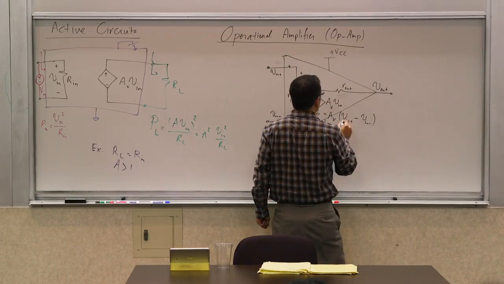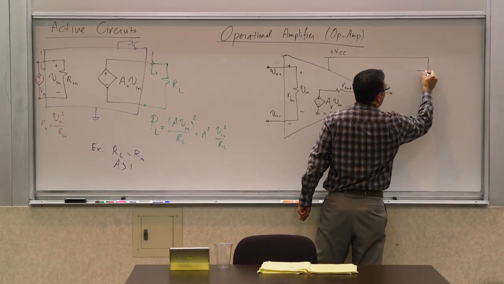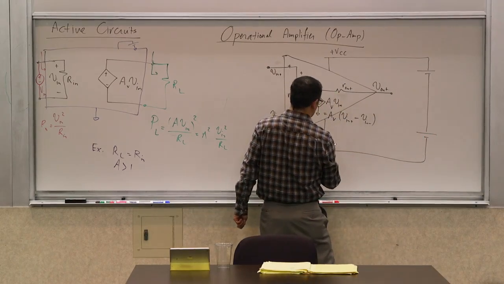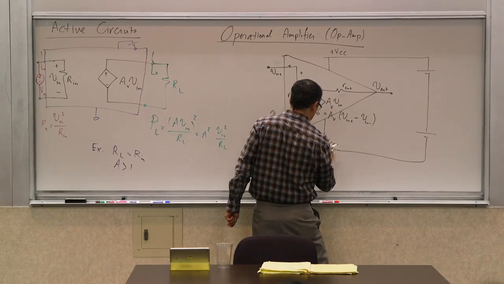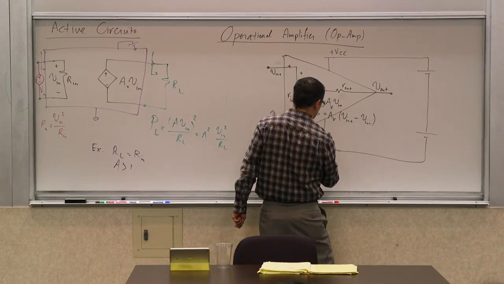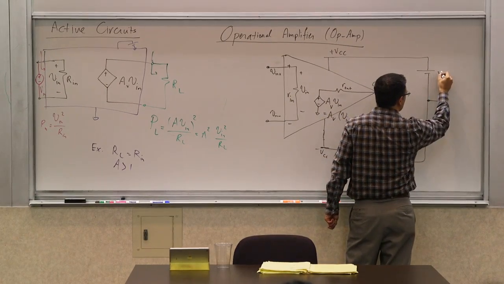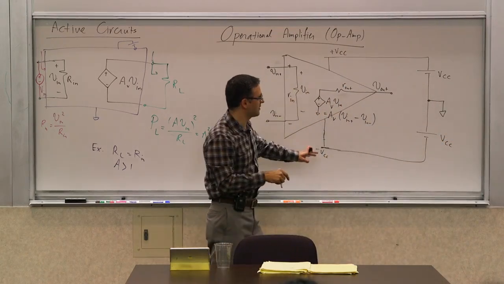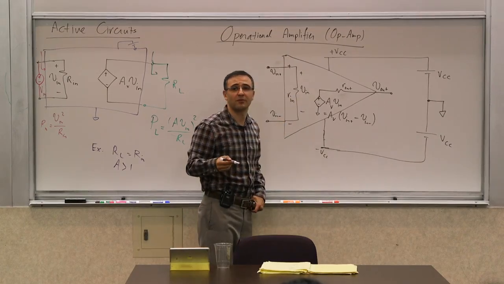So one way to think about this is that you can think about this being 2 batteries of value VCC, and then there's a ground, so this could be the reference potential. So this produces a negative voltage, negative VCC here, and a positive VCC here. And that's where all the energy for this comes from.